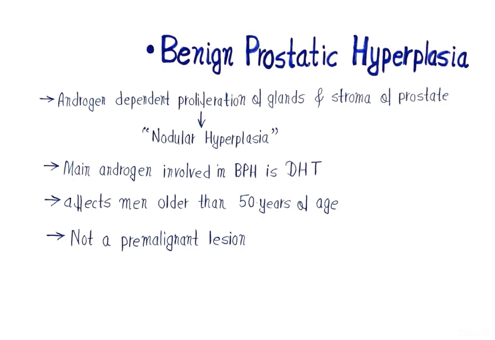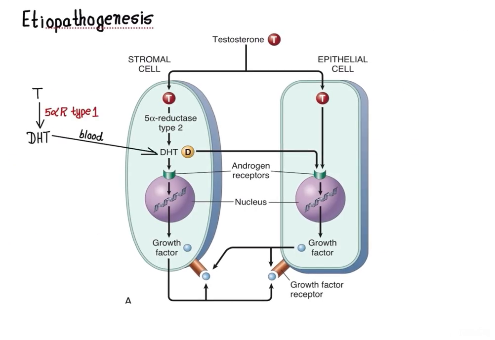Coming to etiopathogenesis of BPH. So as we already discussed, the main androgen involved in pathogenesis of BPH is dihydrotestosterone. Now let's understand how this dihydrotestosterone is synthesized. So what happens in prostate?